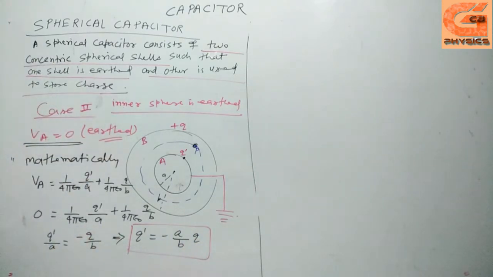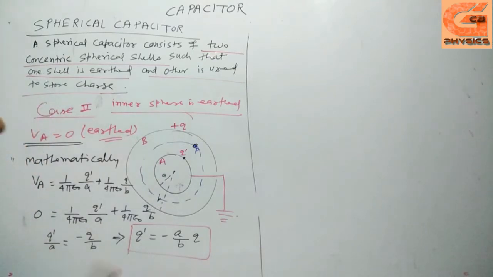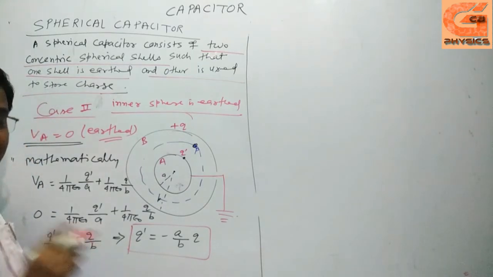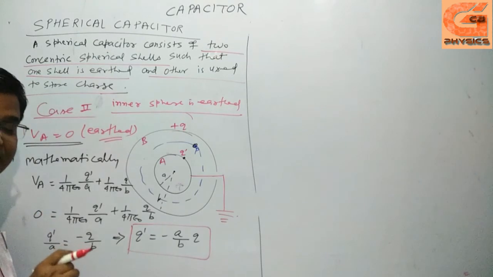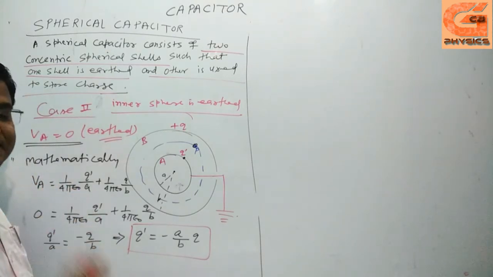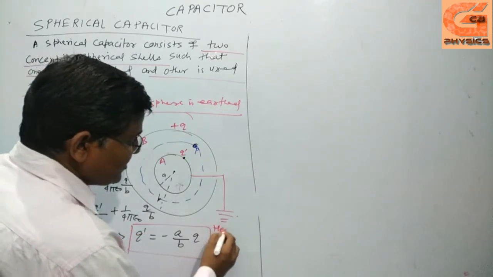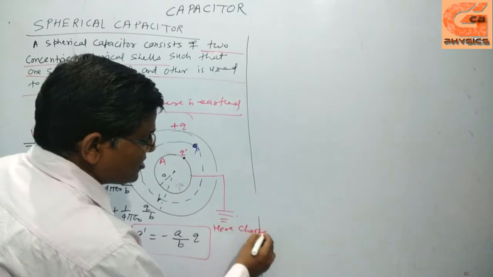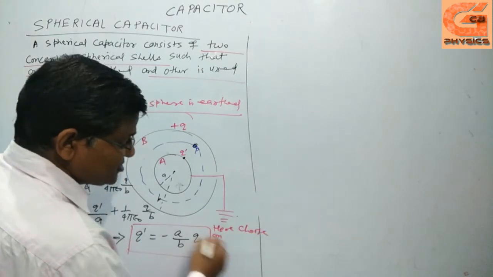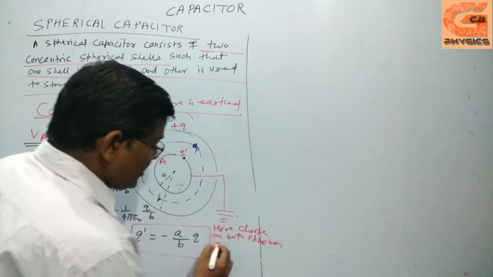Here the charge is different. Hence it is not a capacitor. The main thing of a capacitor is that the charge on both plates is the same. That is called a capacitor. But here the charge on both spheres is different.